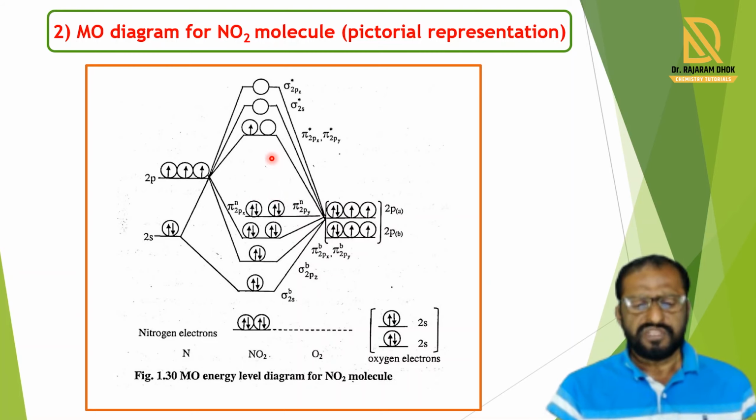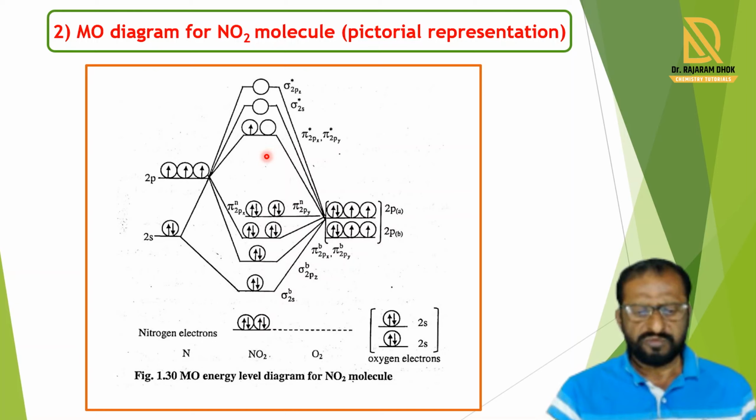Now in the anti-bonding molecular orbitals of NO2, like the bonding ones, molecular orbitals are formed, but only when wave functions are different, then these anti-bonding molecular orbitals form. So we see how they are formed.